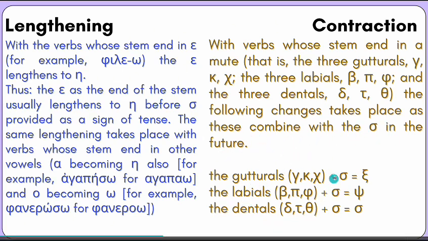So here is the rule. If any of the verbs has a stem ending with these consonants, when sigma is added to the end of the stem, it will contract. So gamma, kappa, chi connected to sigma result in xi; beta, pi, phi with sigma give psi; delta, tau, theta with sigma remain sigma.